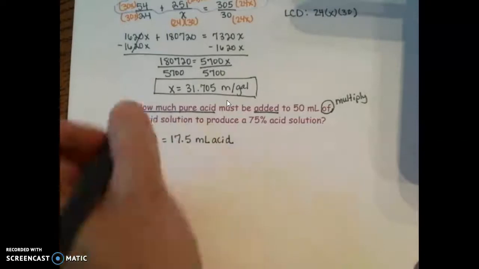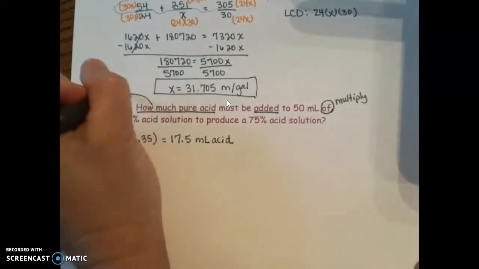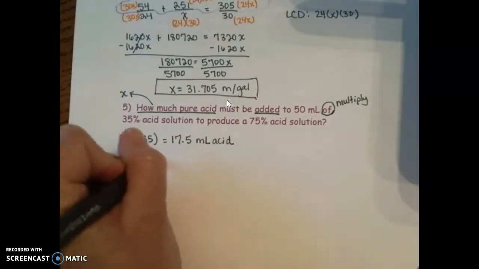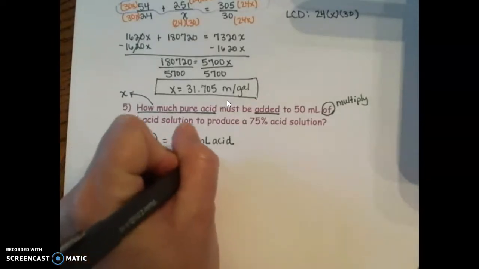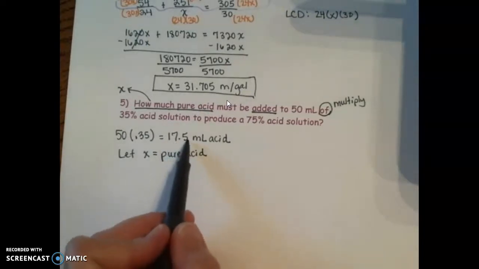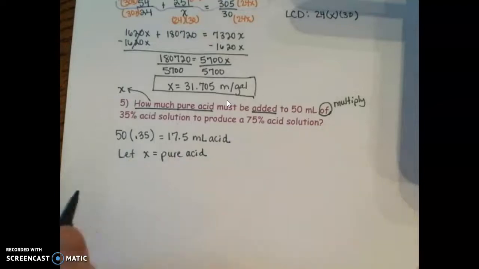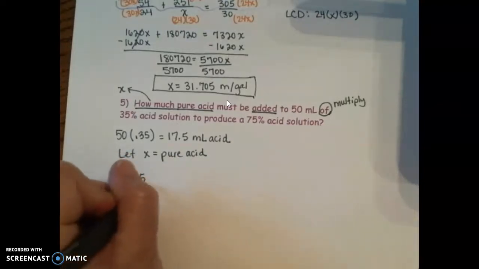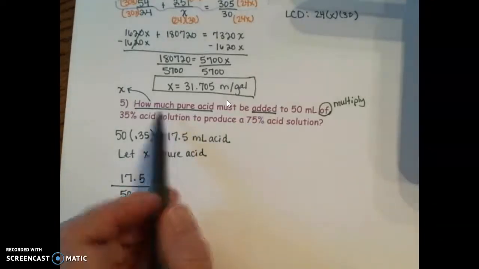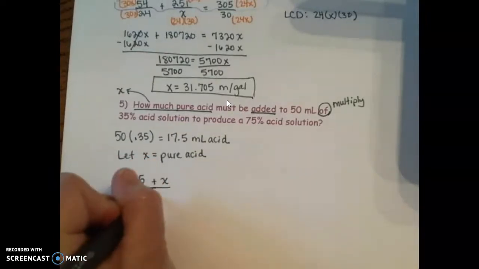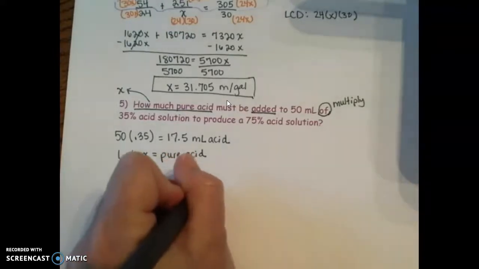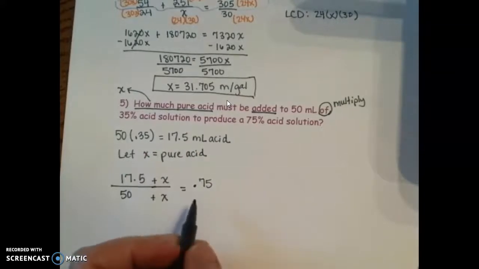If it's asking us how much pure acid, let's let this be called x. So let x equal our pure acid. Again, you've figured out that it's 17.5 milliliters of acid out of the 50 milliliters. So we're going to set up that fraction. And then we're going to add some amount, top and bottom, and we want it to equal a 75% solution. So I changed that to a decimal as well.